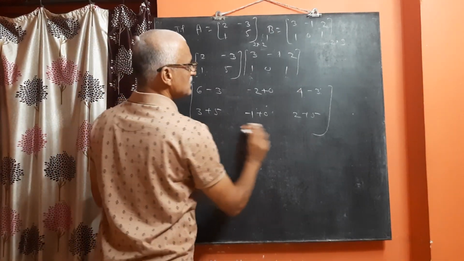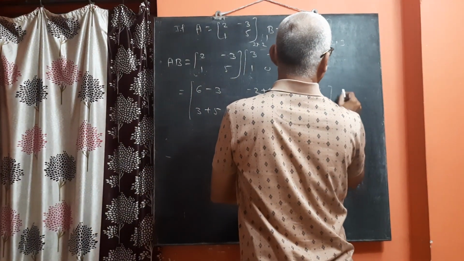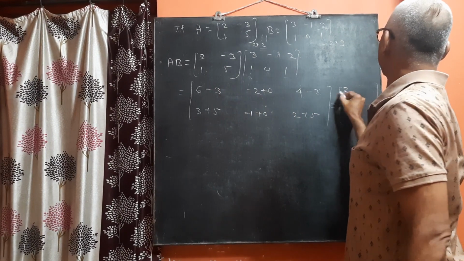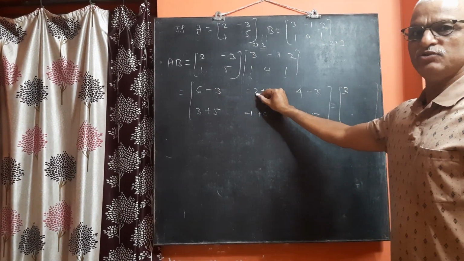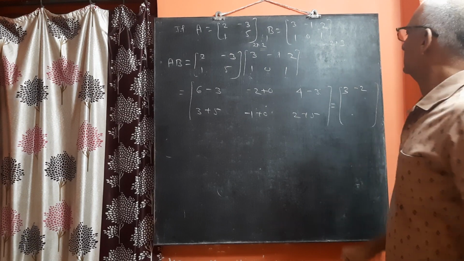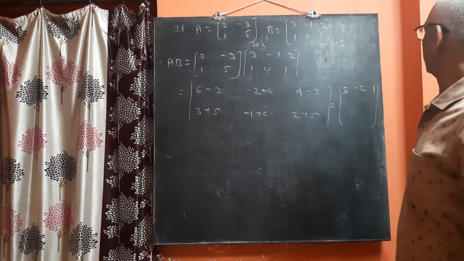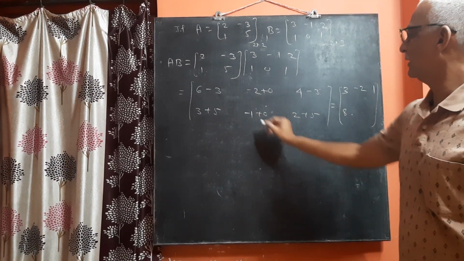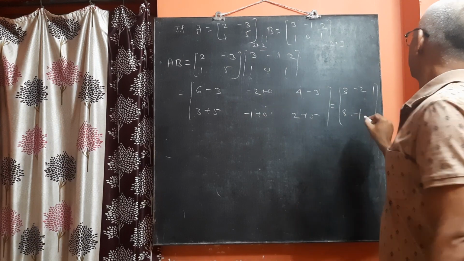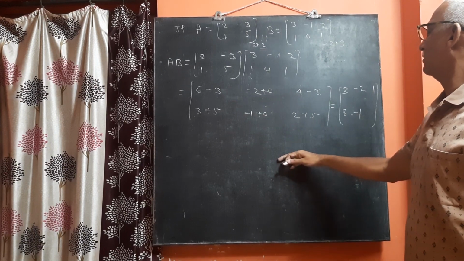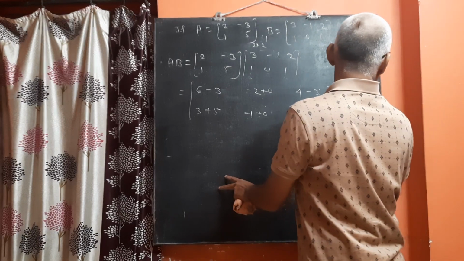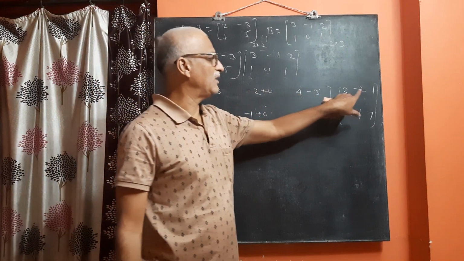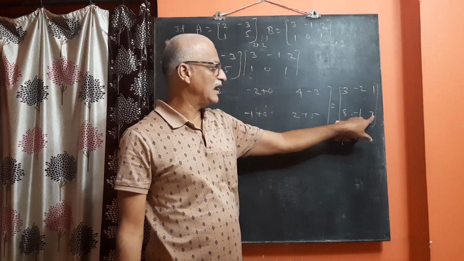Let us see what the resultant matrix is equal to. 6 minus 3, that is 3. Minus 2 plus 0, that is minus 2. 4 minus 3 is 1. 3 plus 5, that is 8. Minus 1 plus 0 is equal to minus 1. And 2 plus 5 is equal to 7. So the value of AB is equal to [3 -2 1; 8 -1 7].